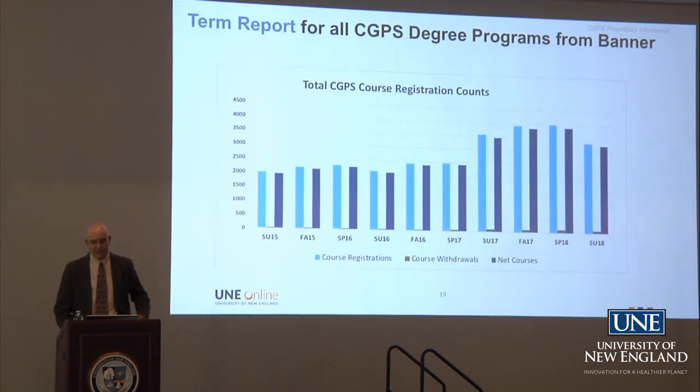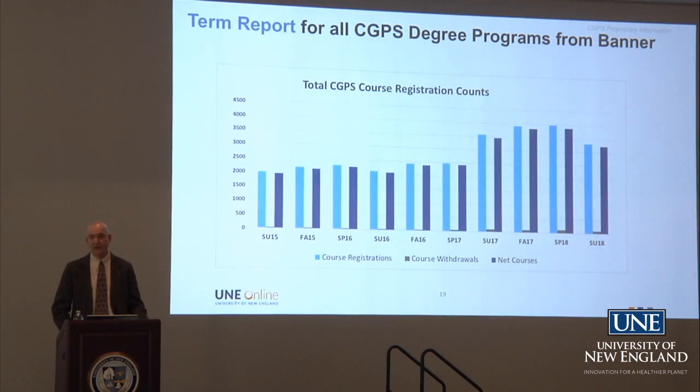Another report that I've worked on since coming to UNE is term reports. This utilizes information from Banner, providing insight into how many courses we had registered each term, how many students were in those courses, and how many withdrew. In this case, we can show there's a small number of withdrawals in the gray, which is the barely visible separator between the two different blues. So we have courses registered, withdrawal counts, and then the net courses that were taken for each term.